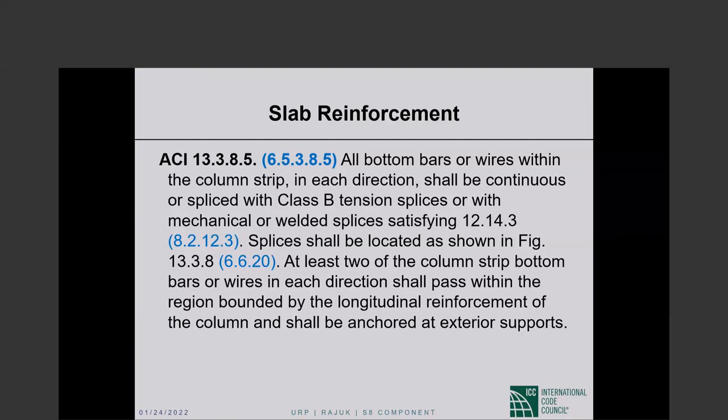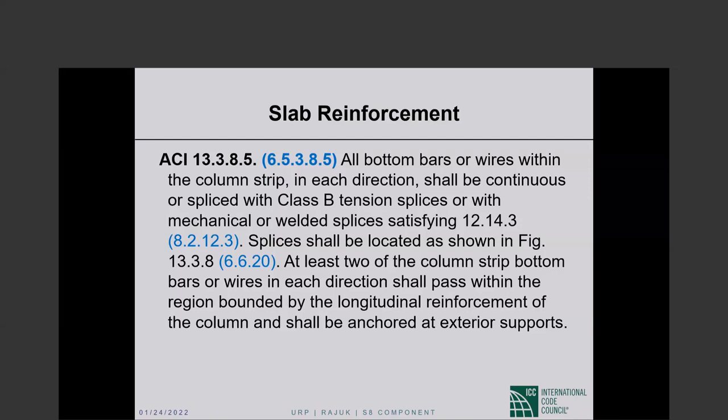And that requires structural integrity reinforcement. This is extremely important. And this is what the code requires. All bottom bars within the column strip in each direction, all bottom bars, shall be continuous or spliced with class B tension splices or with mechanical or welded splices satisfying the section. Splices shall be located as shown in the figure. So the figure shows where you can put the splices.